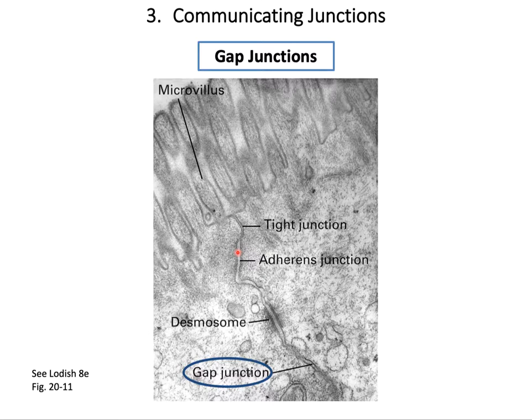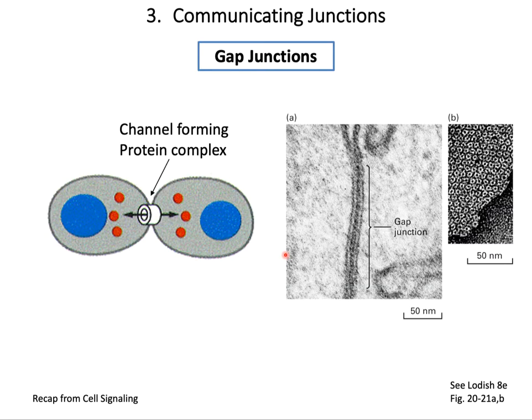The last major group of junctions are the gap junctions. And again, here is an example of the same transmission EM of an epithelial cell layer. And you can see that a gap junction is located right next to the desmosome, or just below the desmosome if you consider the apical side as the top layer of the epithelial layer. The gap junctions are very interesting.